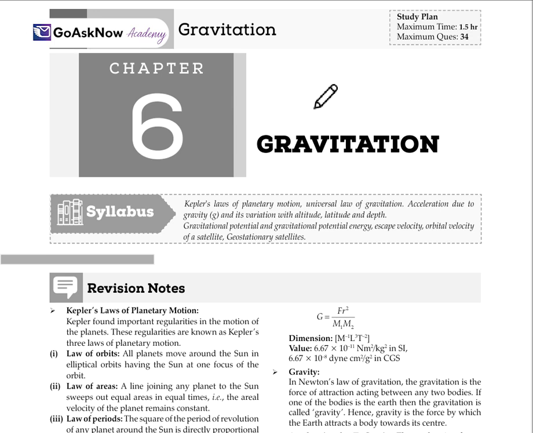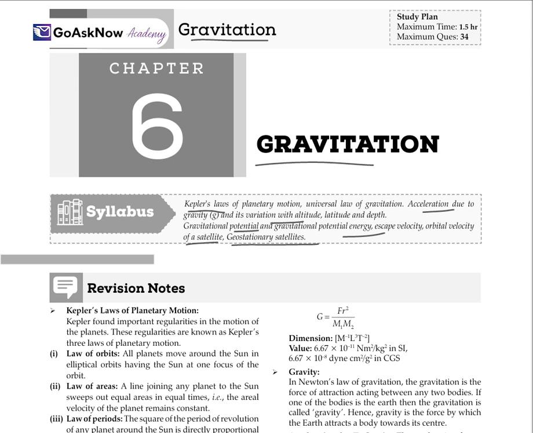Hello. Today we will study Unit 6 Gravitation. In this chapter, we are going to cover Kepler's laws of planetary motion, the universal law of gravitation, acceleration due to gravity and its variation with altitude, latitude, and depth, gravitational potential and gravitational potential energy, escape velocity, orbital velocity of a satellite, and geostationary satellites. So basically, we are going to cover these main topics under this chapter, gravitation.